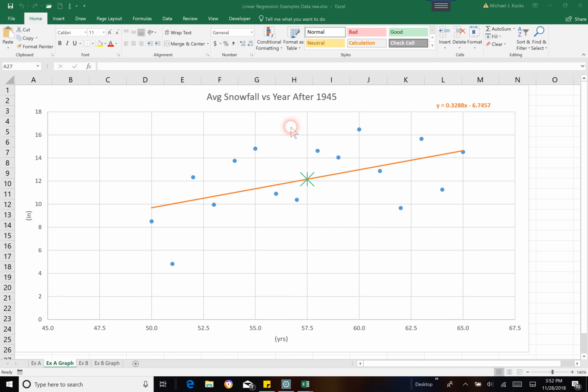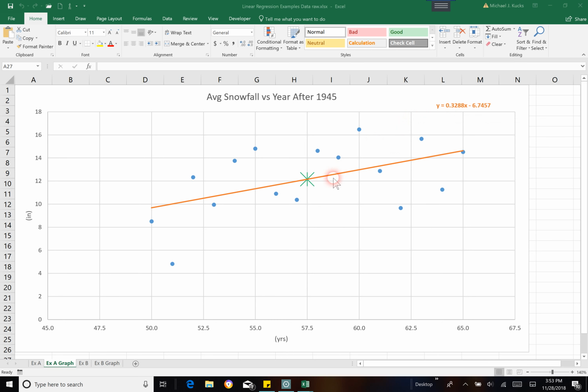We were looking at a set of data where we had the average snowfall for every year after 1945, like 1995 through to 2005. These data markers are the actual measurements that were made each year, and we did a linear regression using the trend line tools in Excel. And we got the equation up here of the trend line.